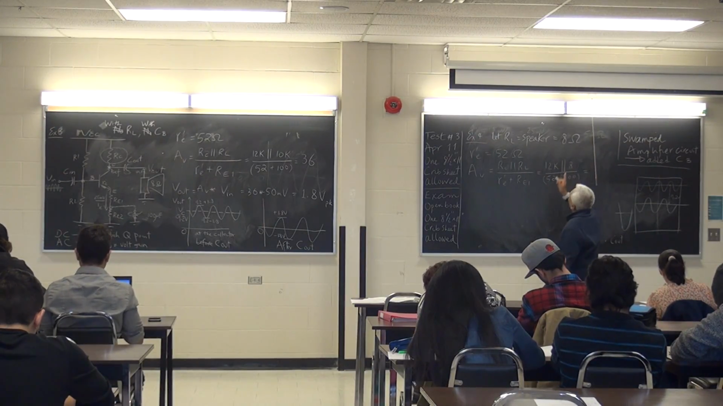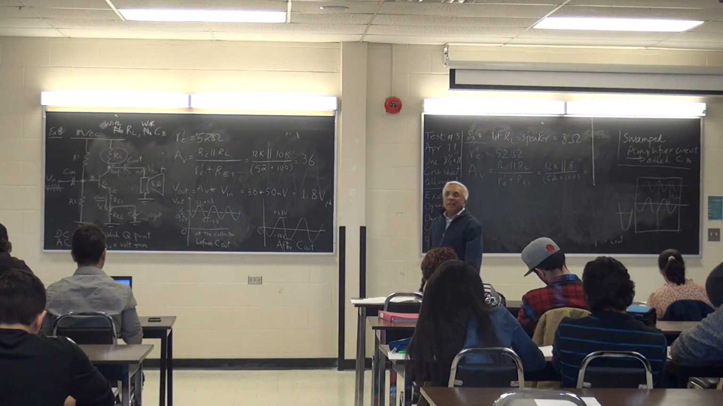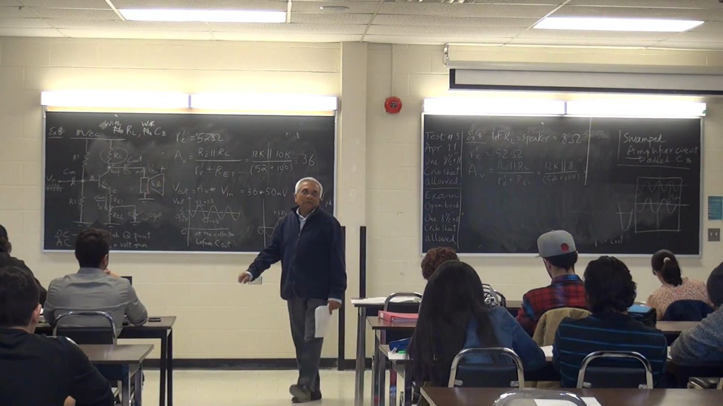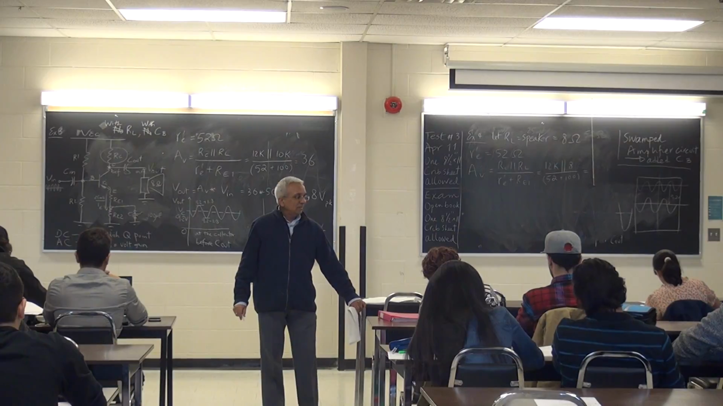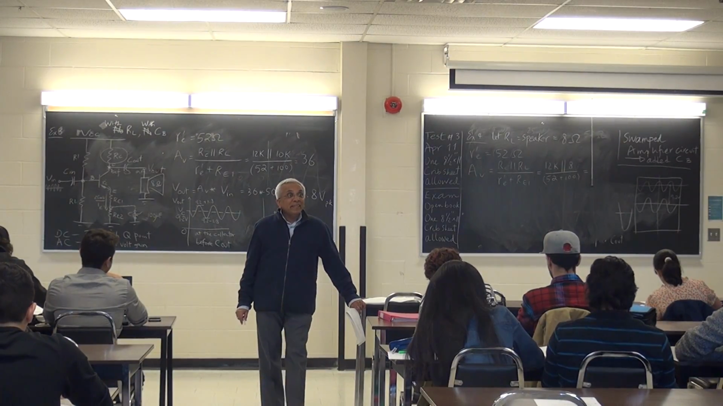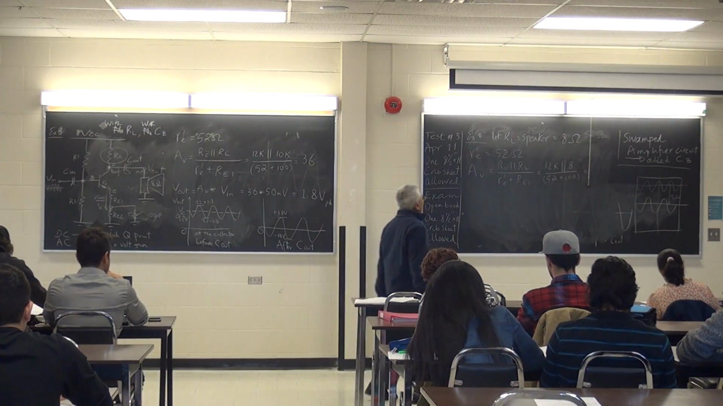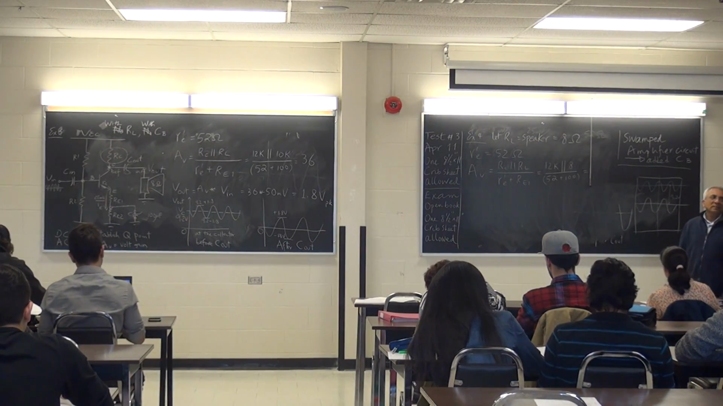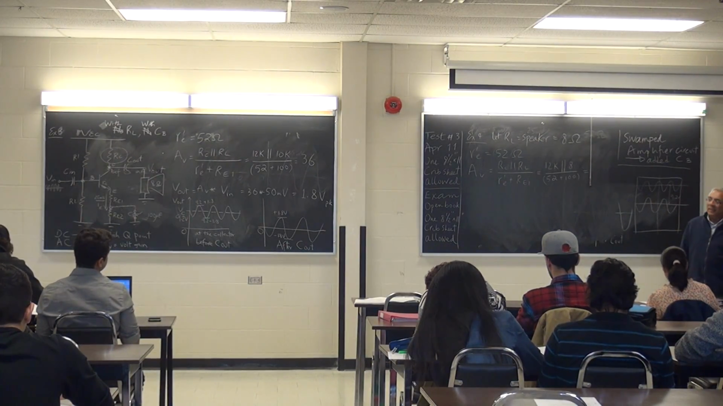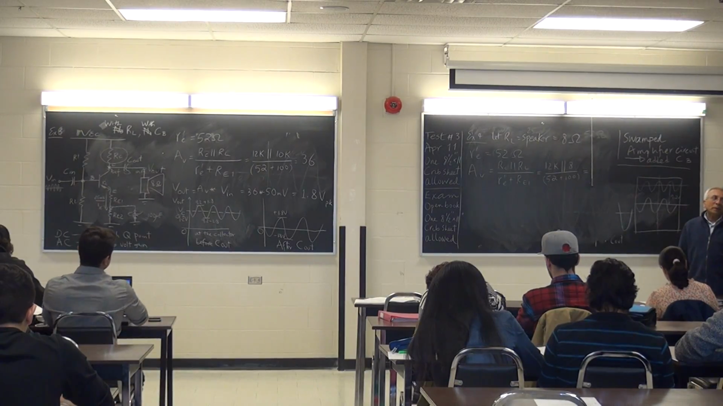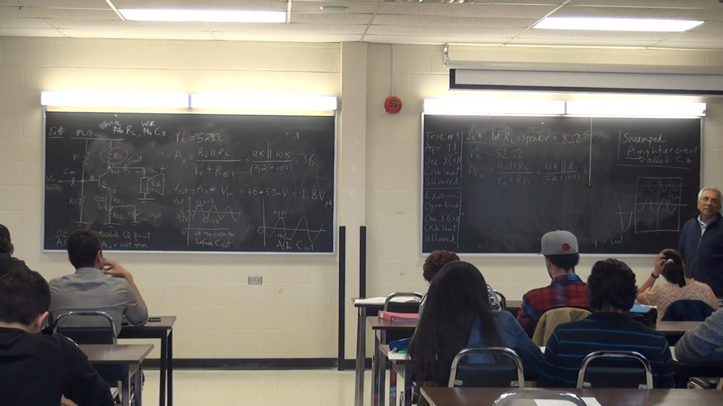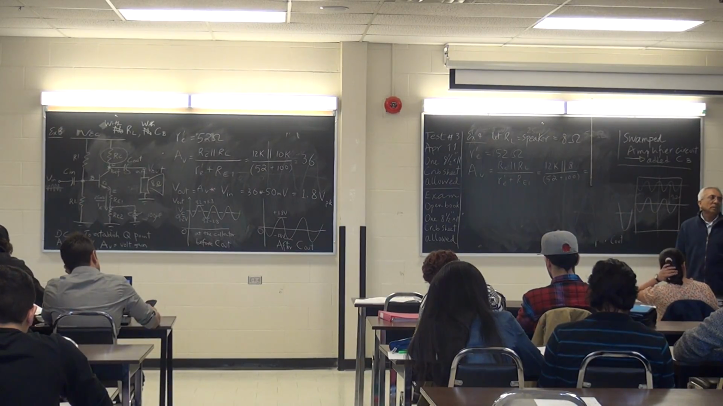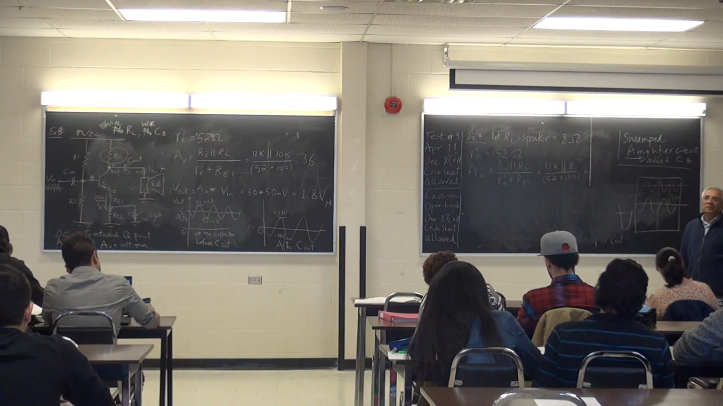What is 12,000 in parallel with 8? 7.9? 7.9. Product over sum. Do a product over sum of 12,000 with 8. Is it about 8?